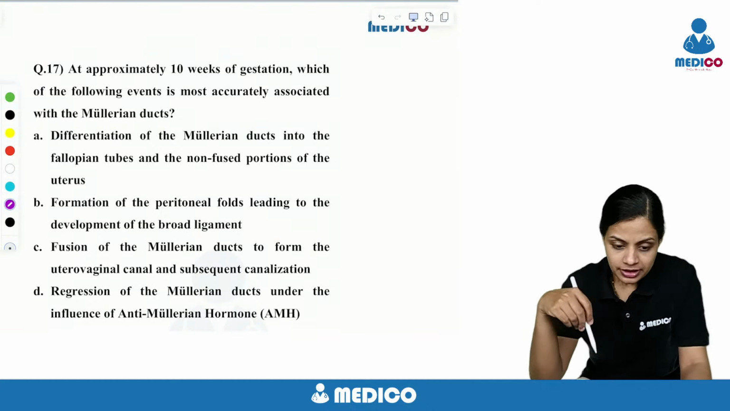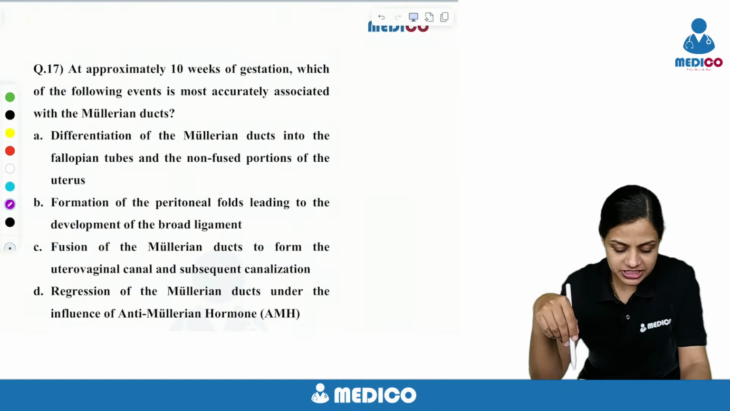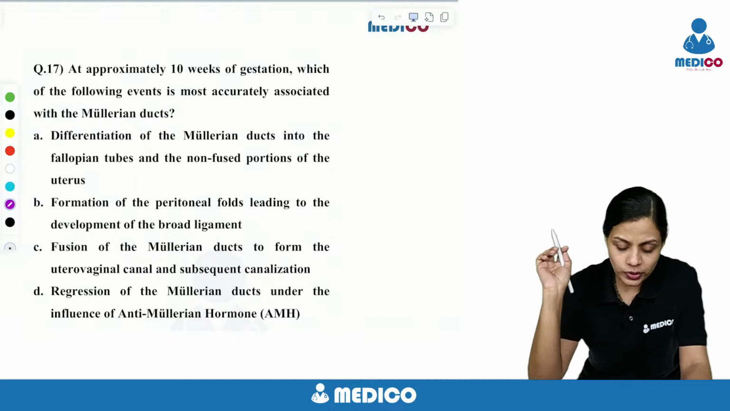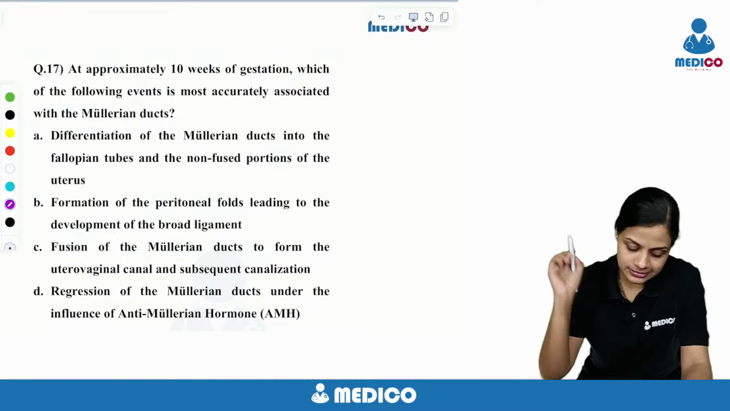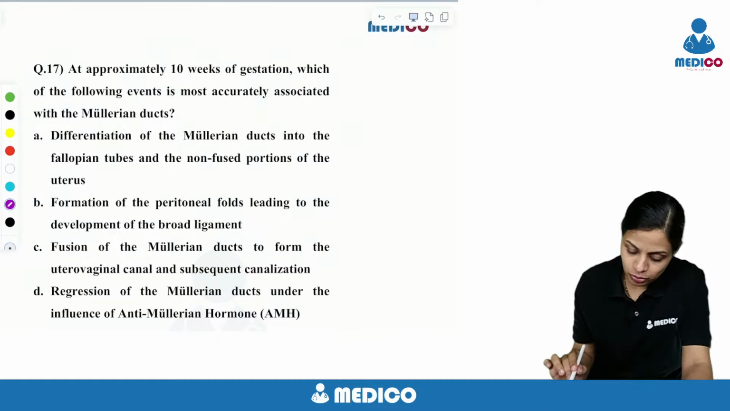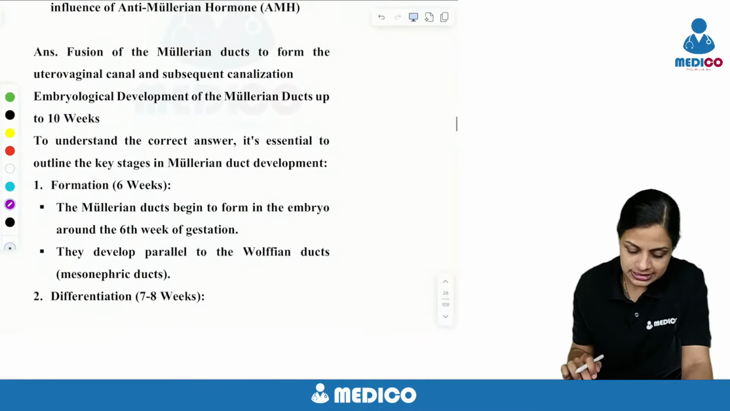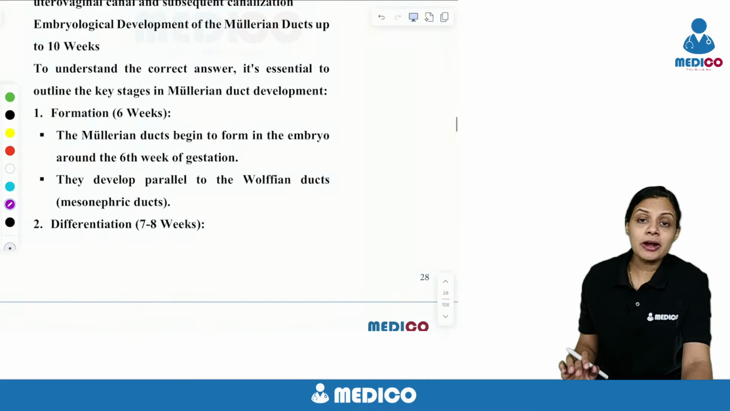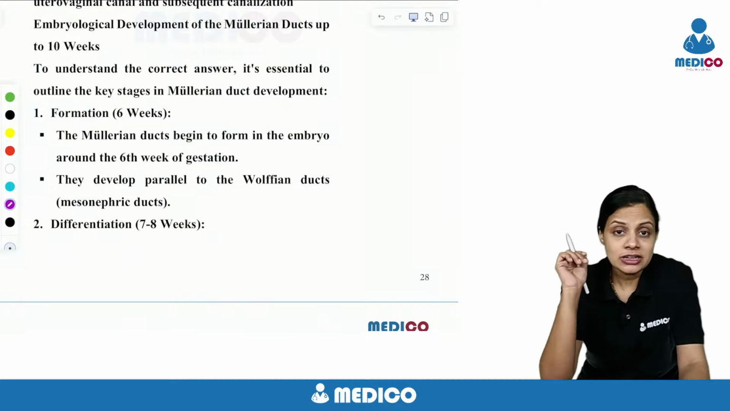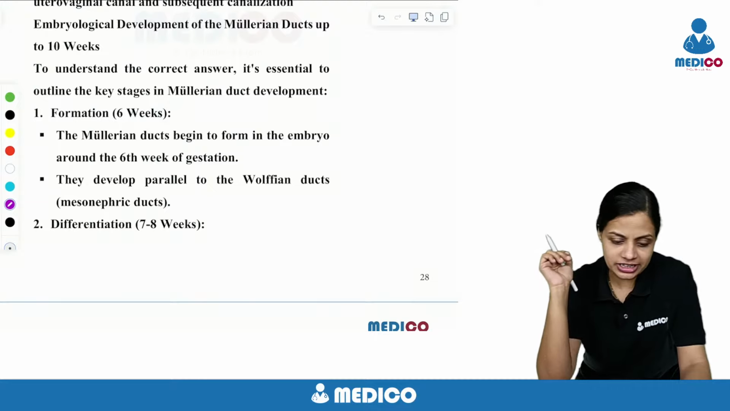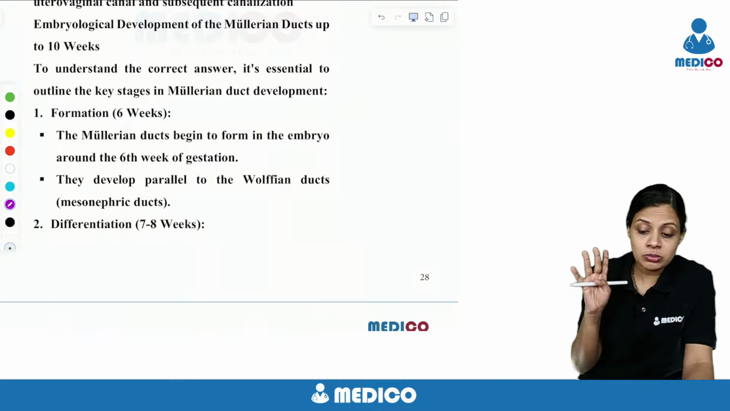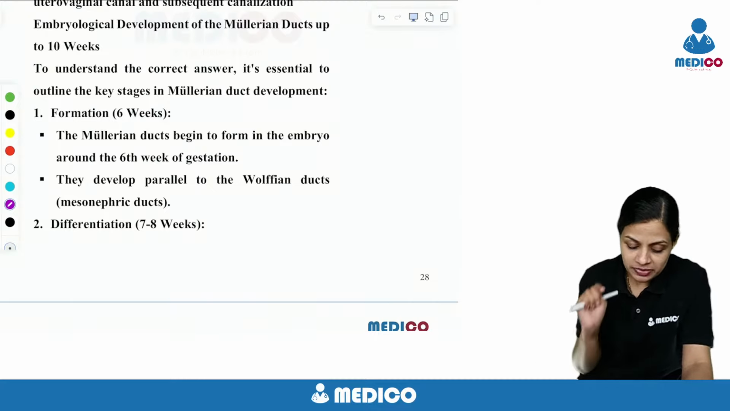Next question. At approximately 10 weeks of gestation, which of the following events is most accurately associated with the Mullerian ducts? Differentiation of the Mullerian ducts into fallopian tubes and non-fused portion. They are given 4 different choices. Now let us just look at the embryological development of the Mullerian ducts. We know that the female internal genitalia are formed from the Mullerian ducts, right? So we'll just go through the key stages.